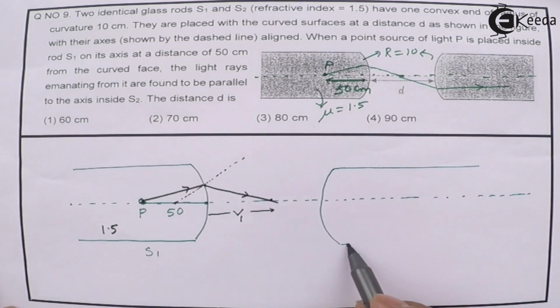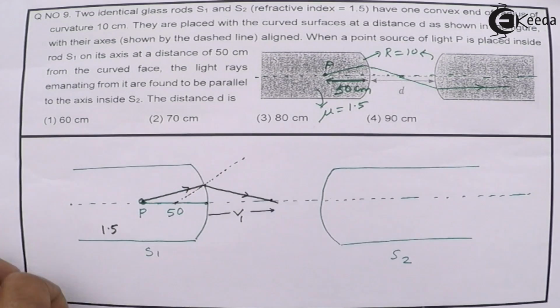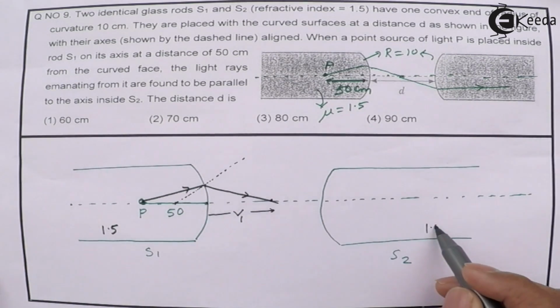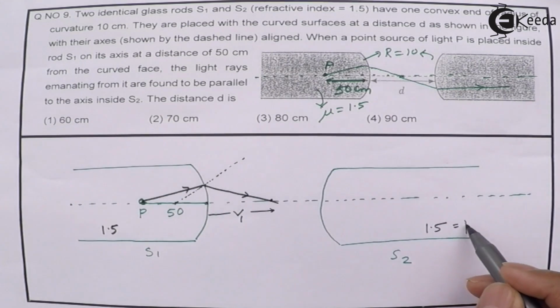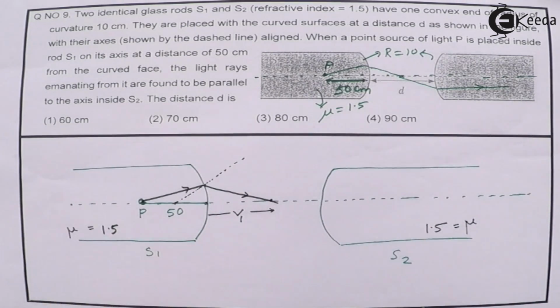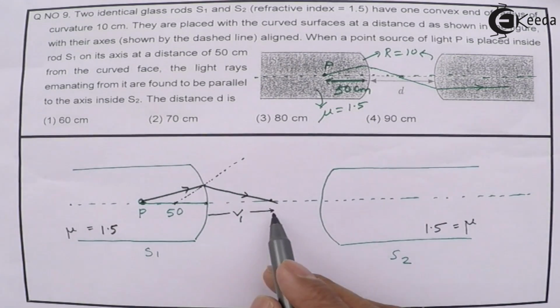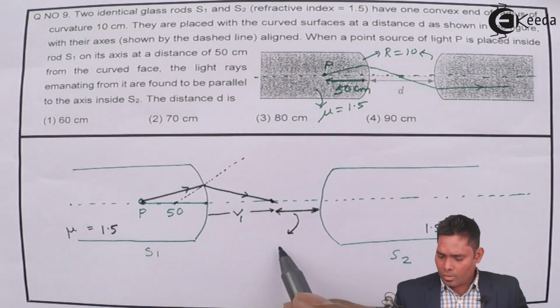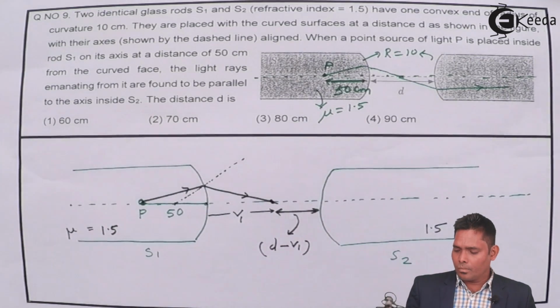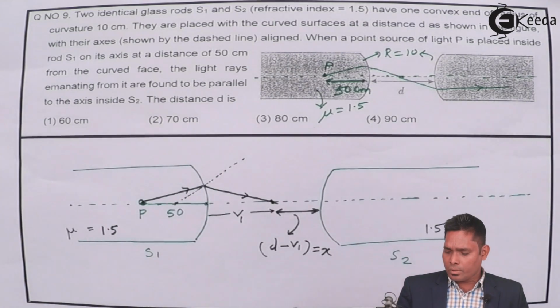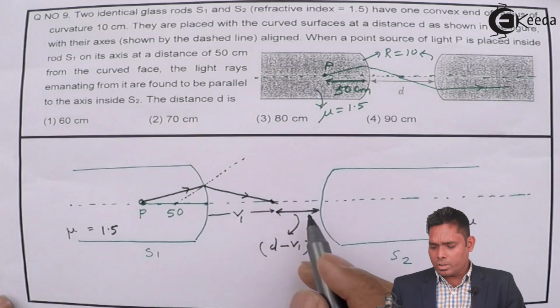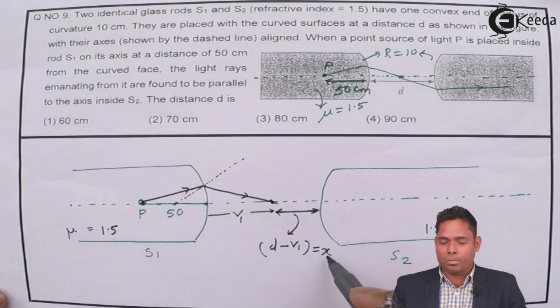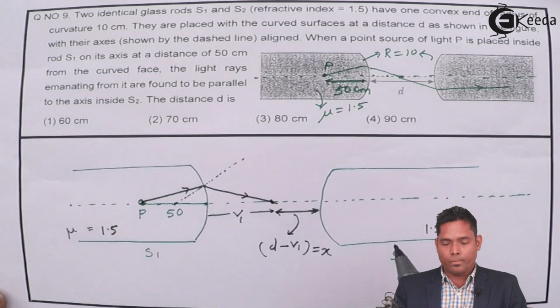That is for S2. This is S2. Its refractive index is the same as this one, 1.5. Now this distance of separation is d. So if this is v1, then this distance would be d minus v1. Let us say this is x. So this is the distance. This will be the object for S2.